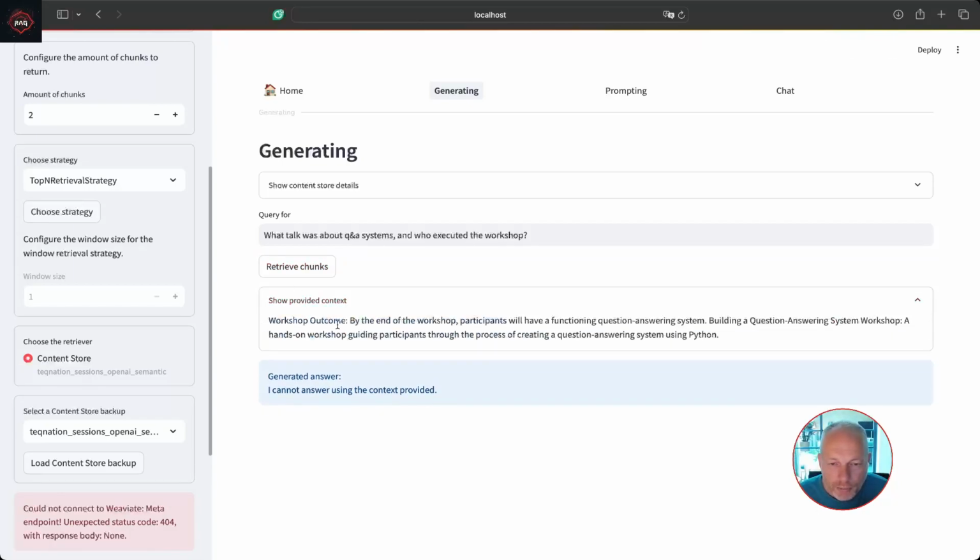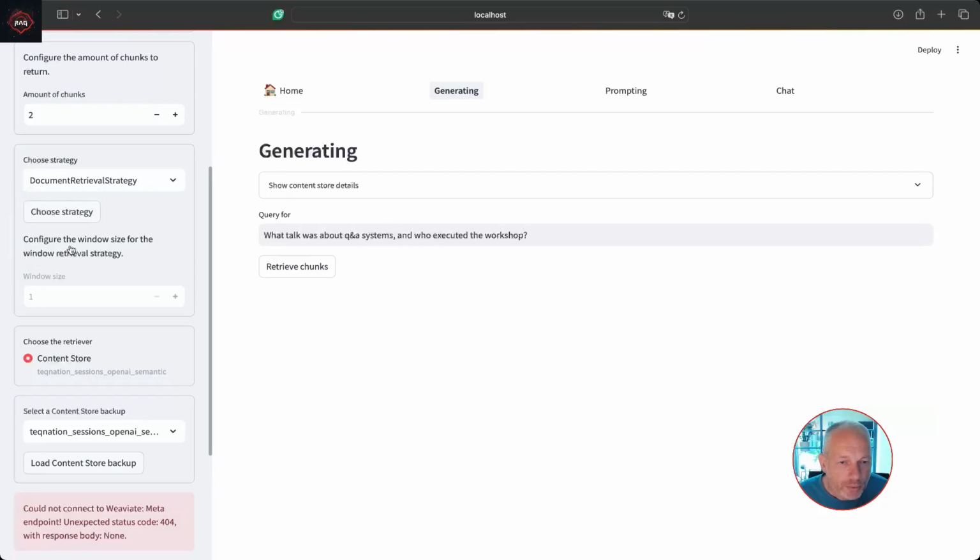Why can't it? Well, there is one chunk that it finds interesting, which matches what I'm asking, but I need more. So that's when we introduce a different retrieval strategy, in this case the document retrieval strategy. It will obtain one chunk, but then it will retrieve the complete document for the matching chunk. Let's see if we can get better results.